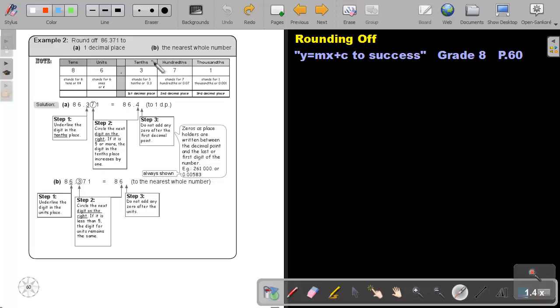Now, let's look at the next one, to the nearest whole number. Okay, this is the nearest unit, the whole number. So, again, I circle the one on the right. Now, this one is less than 5, so this one stays as 6. And I say to the nearest whole number, so it's not necessary that I say 6.0, because I asked you to the nearest whole number, so I can stop at that 6, which is the nearest whole number.